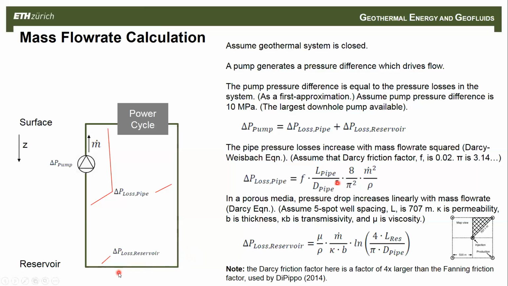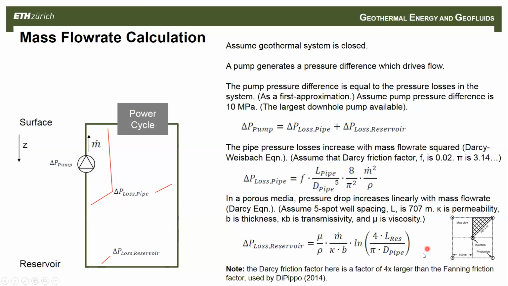And in the reservoir, the pressure losses are calculated using the Darcy equation. It's different because it's laminar flow within a sedimentary reservoir. So we use the Darcy equation, and in this case, the pressure losses are proportional to the mass flow rate to the 1st power. This is the viscosity of the fluid in the reservoir divided by the density. This is the permeability of the reservoir, the thickness, the length of the reservoir that you're piping it through between the 2 wells, and the diameter of your wells.